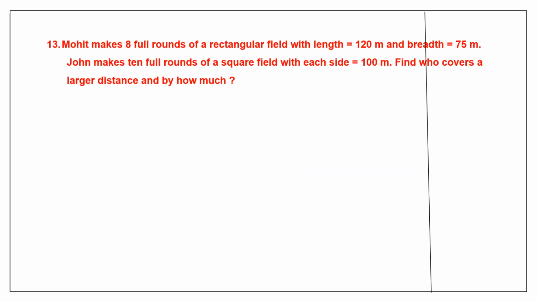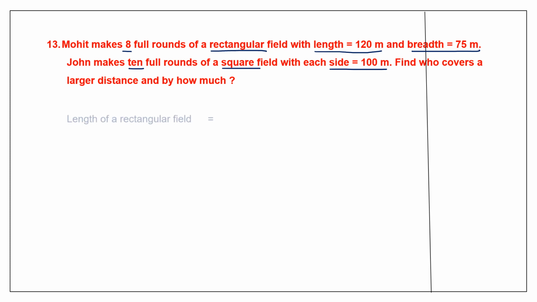Question 13. Mohit makes 8 full rounds. So let's make a note of some important key points here. 8 full rounds of a rectangular field with length given, breadth given to us. So Mohit has made 8 full rounds of a rectangular field, whereas John makes 10 full rounds of a square field with each side equals 100 meters. Now we need to find who covers a larger distance and by how much.